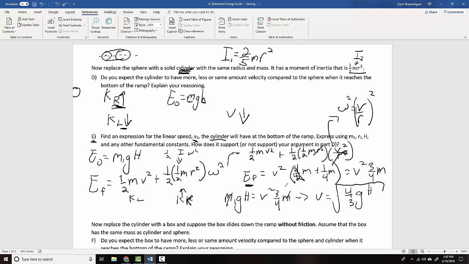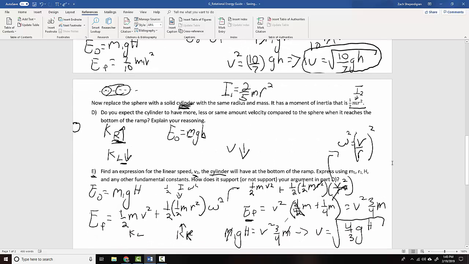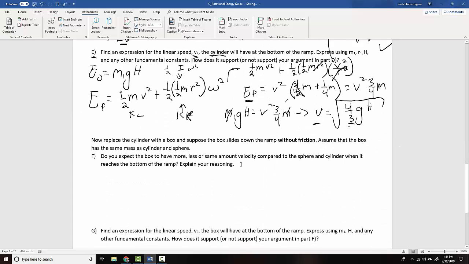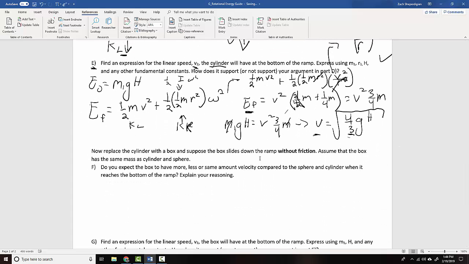And so if we quickly take a peek up above, this should definitely be lower than this, and the square root of 4/3 is less than the square root of 10 over 7. Do notice that it's not a big change, but there is a change: even if you have the same radius and same mass, just having a different shaped object rotating will get you a different speed down the ramp, because energy is lost to the rotating part of it, actually rotating down the ramp.